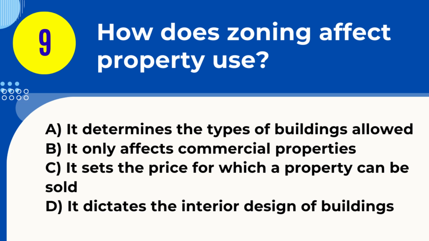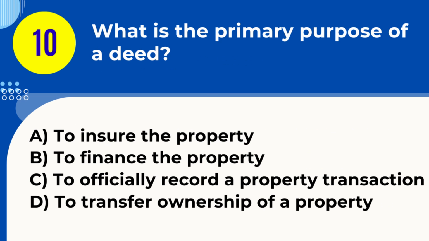Question 9. How does zoning affect property use? A. It determines the types of buildings allowed. B. It only affects commercial properties. C. It sets the price for which a property can be sold. D. It dictates the interior design of buildings. Answer. A. It determines the types of buildings allowed. Explanation. Zoning laws dictate how properties in certain areas can be used, including the types of buildings allowed and their intended uses.